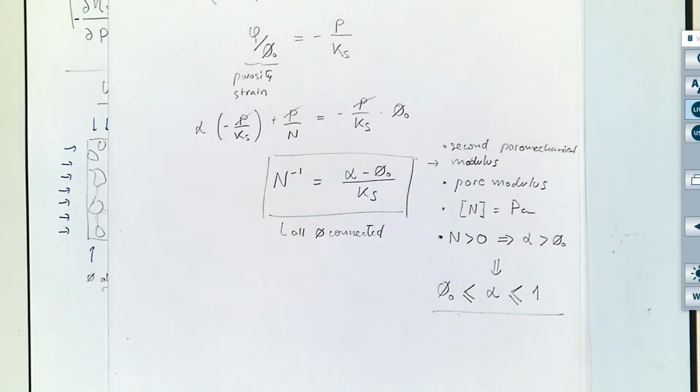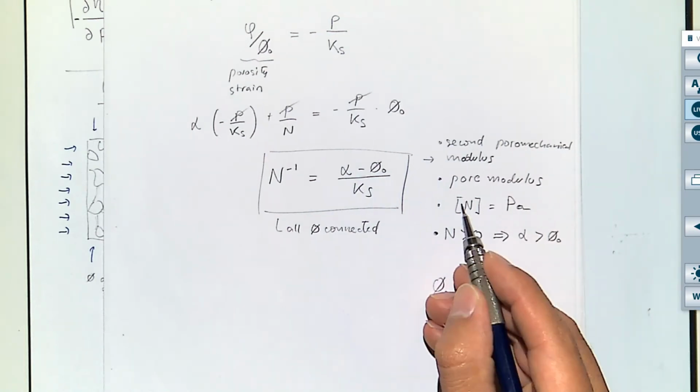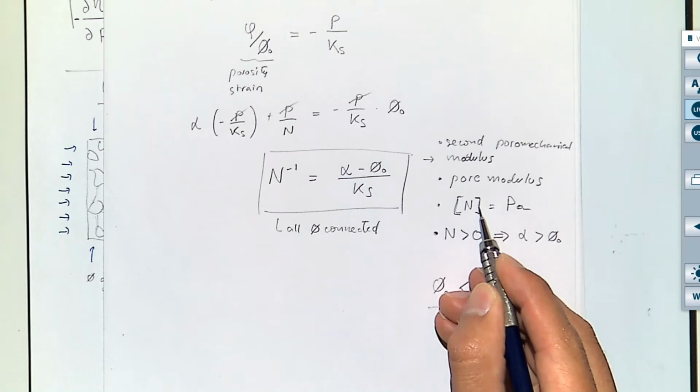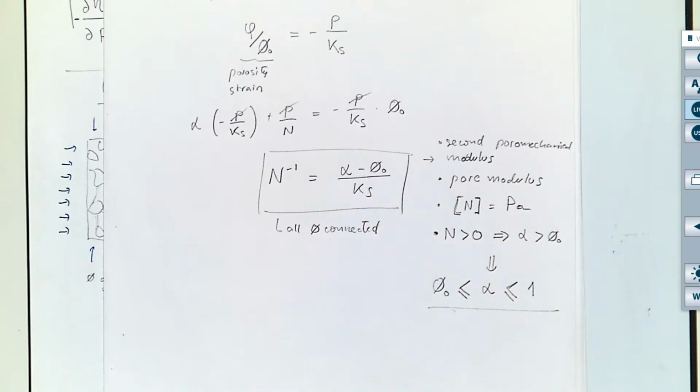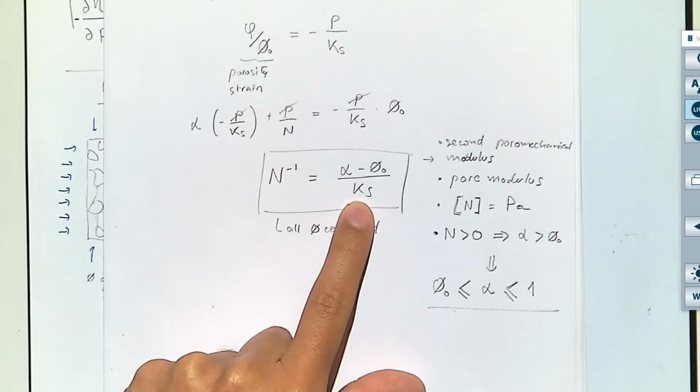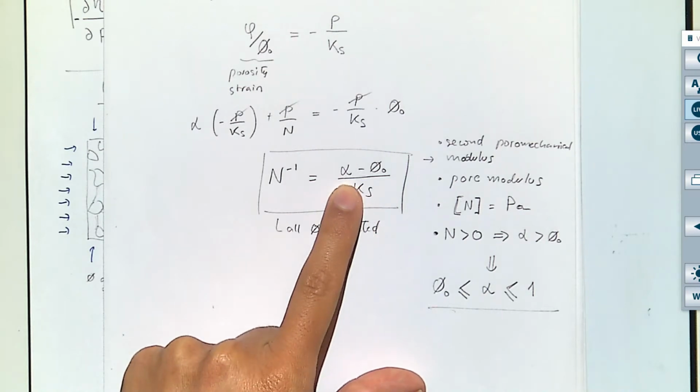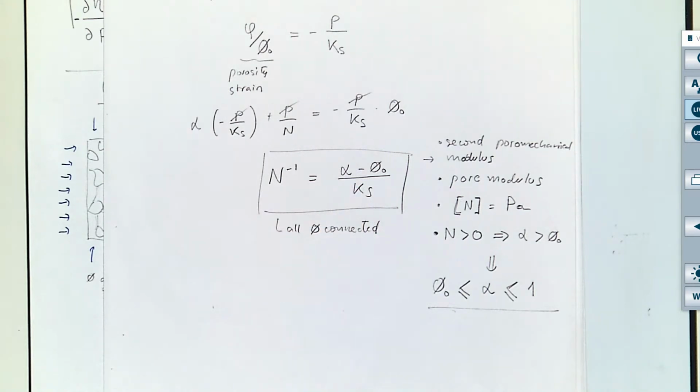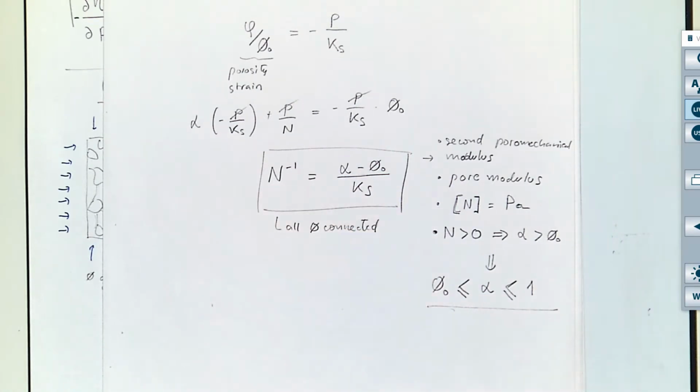Yes, Jack. Pascal. These are the units. This means the unit of N is a Pascal. It has units of Pascal, or pressure. That's why Ks. But notice that it is an inverse. So the Biot coefficient has no units. Porosity has no units. Okay. So from here we see that the modulus has to be the same.